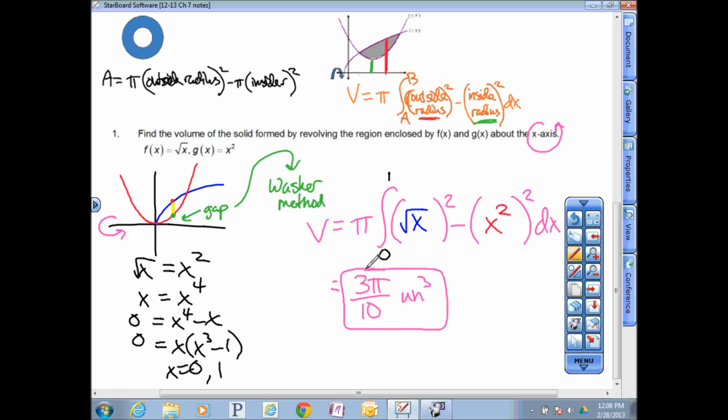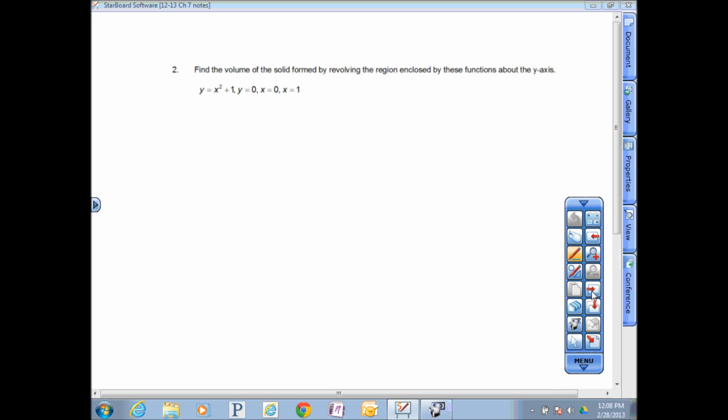Let's go look at number 2. So number 2, find the volume of the solid formed by revolving this region enclosed by this function about the y-axis. So this time I just changed things. I changed the rule. This time we're going about the y-axis. If we're going about the y-axis, we're going to throw everything on its ear. So let's sketch this out.